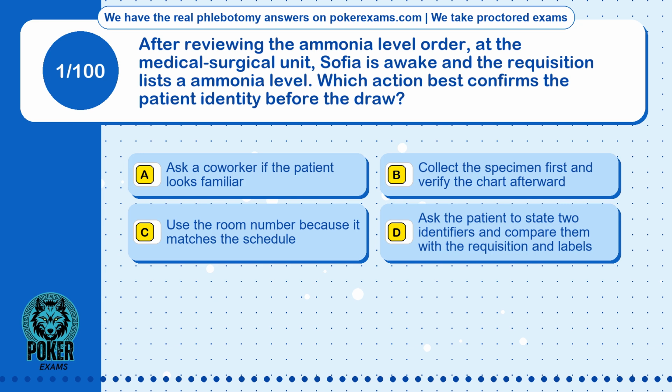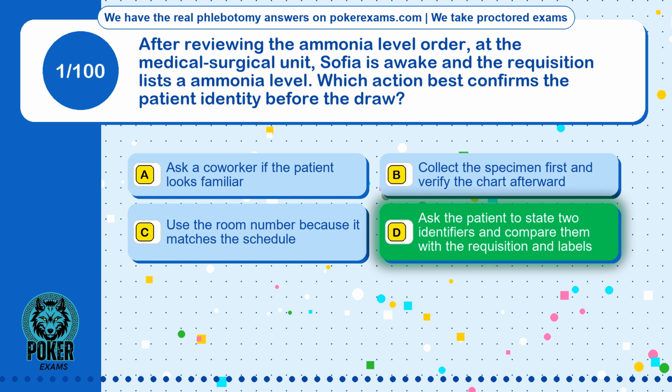Question 1. After reviewing the ammonia level order, at the medical surgical unit, Sophia is awake and the requisition lists an ammonia level. Which action best confirms the patient identity before the draw? Option A. Ask a co-worker if the patient looks familiar. Option B. Collect the specimen first and verify the chart afterward. Option C. Use the room number because it matches the schedule. Option D. Ask the patient to state two identifiers and compare them with the requisition and labels.